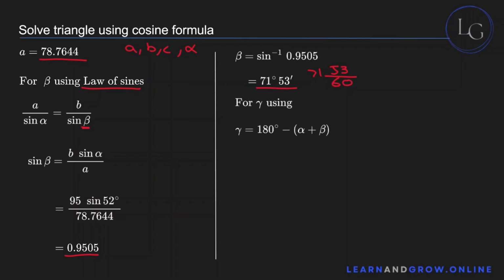And yeah, let's use this. Instead of using the law of sines, you can just use the logic that the sum of all the angles in a triangle equals 180. So gamma is equal to 180 minus alpha plus beta, right? Which just gives you 56 degrees and 7 minutes, or 56, 7 over 60. So now you have everything you need to solve the triangle.